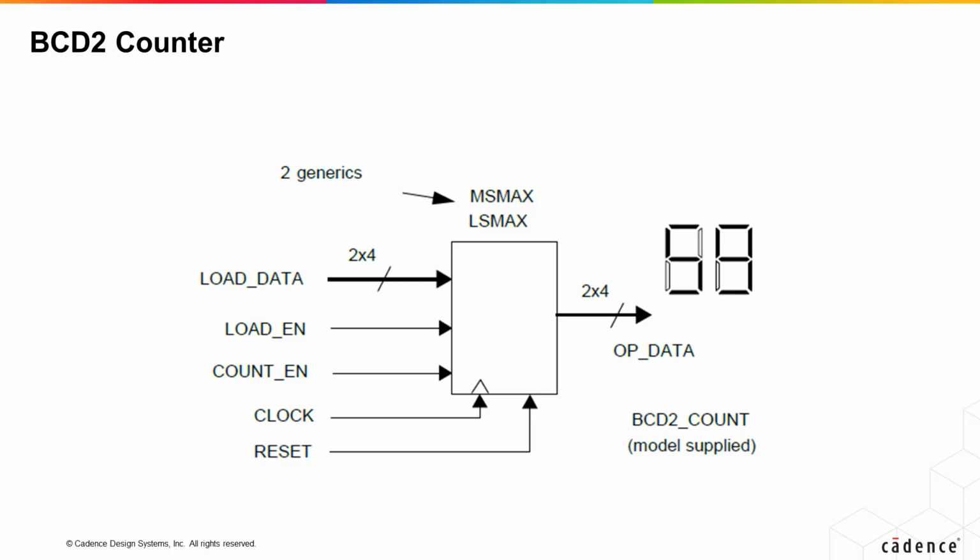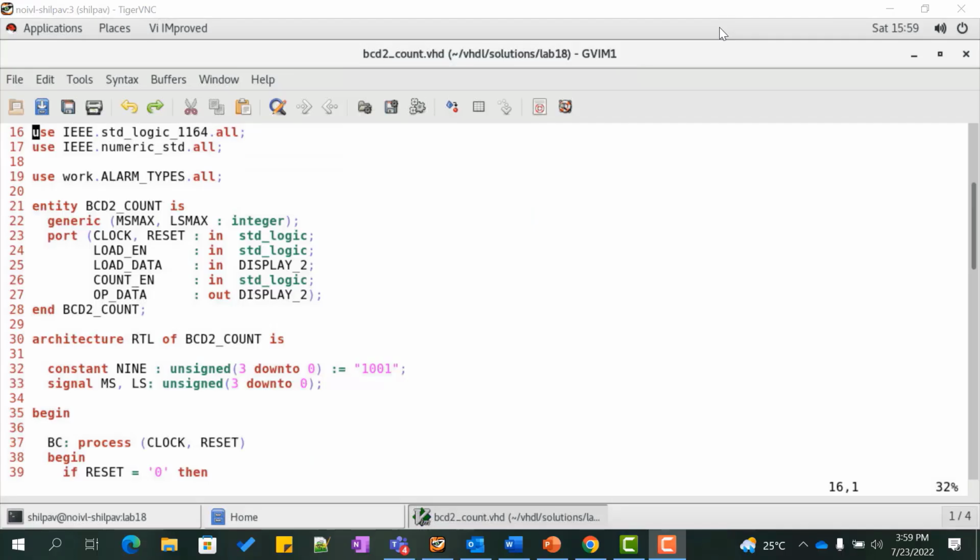The counter loads the load_data value when load enable is high, and it will count only when count_enable is high. Let us look at the code of this counter. Declare the alarm types package by using the use clause in order to enable the use of the enumerated data type display_2. Declare the entity BCD2_count along with its port list. We declare two generics MS_max and LS_max through which we can pass the maximum BCD count. We declare a constant 9 for better readability.